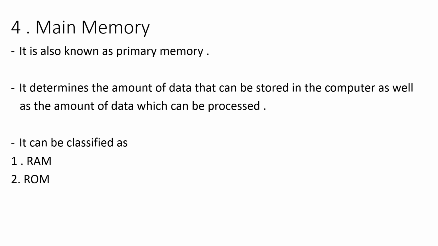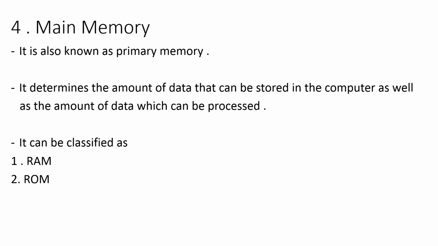It is the most crucial memory of the desktop, of the computer. Why is it known as the primary memory? Because of the second point; if you read it you will get it. The second point says it determines the amount of data that can be stored in the computer as well as the amount of data which can be processed. Why is it known as primary memory? Because it determines the amount of data that can be stored.